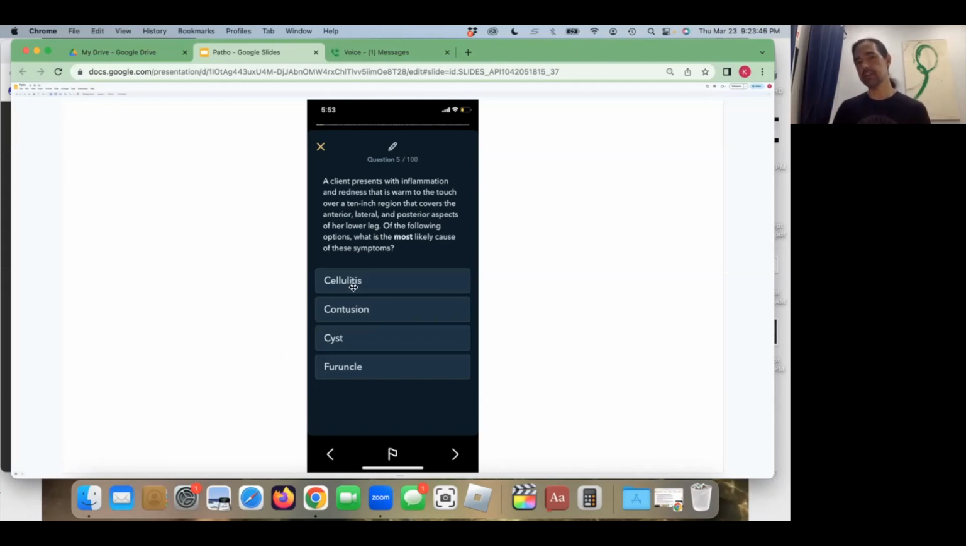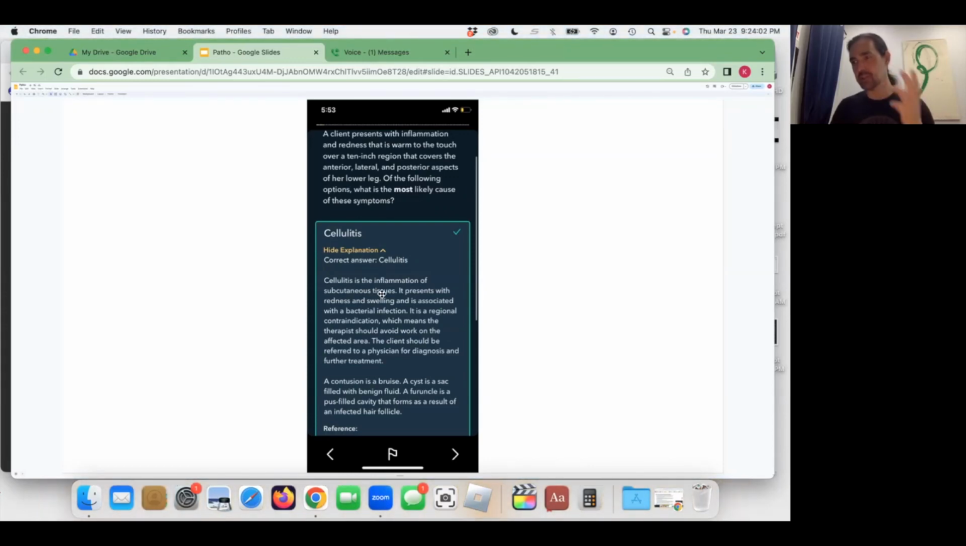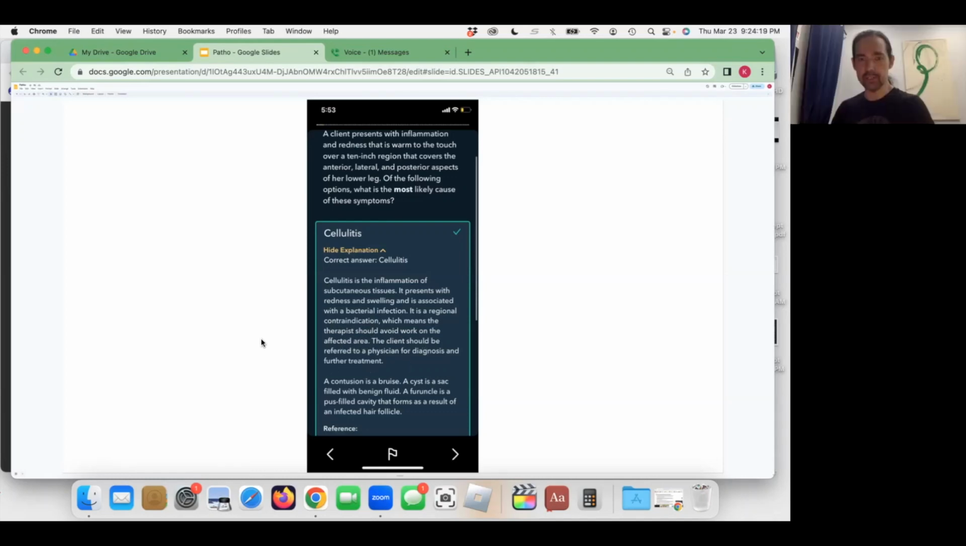So when you see itis, think inflammation. It definitely can be more widespread depending on the word it's attached to, or it can be more local. So cellulitis is inflammation of the subcutaneous tissues. That's the tissues below the subcutaneous region. And it presents with redness and swelling, is associated with bacterial infection. It's a regional or a local contraindication, which means the therapist should avoid work on the affected area. The client should be referred to a physician for diagnosis and further treatment.